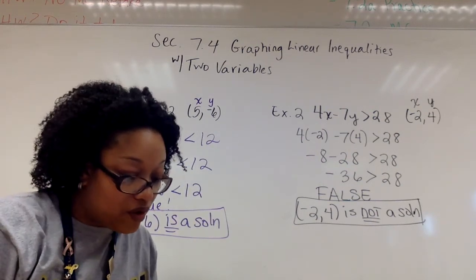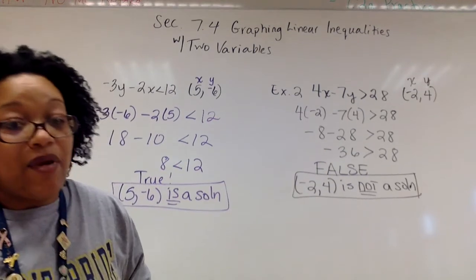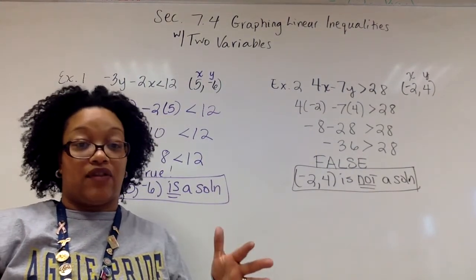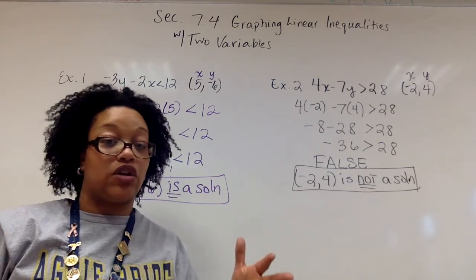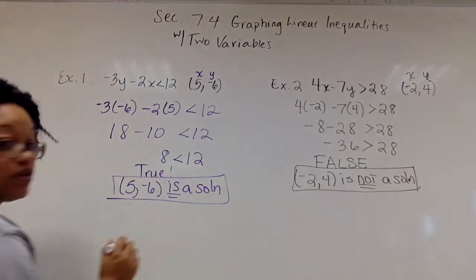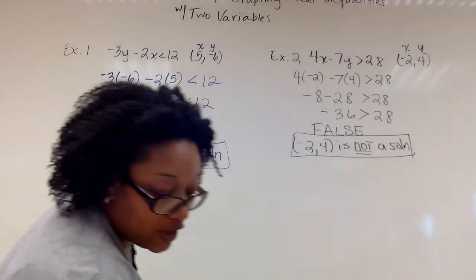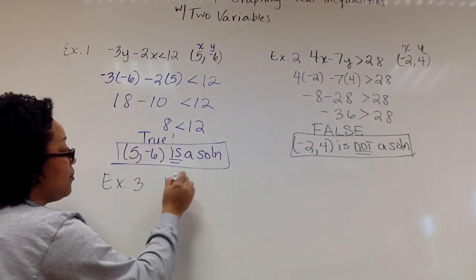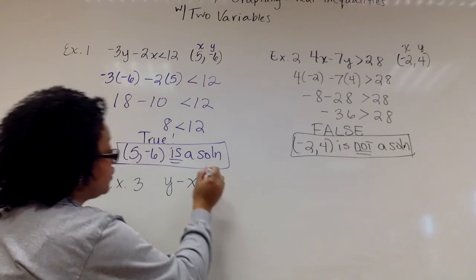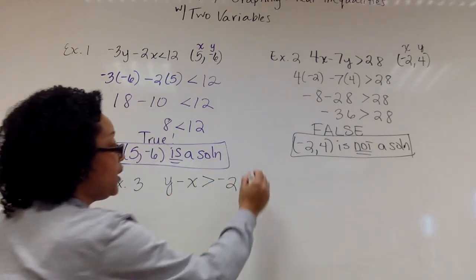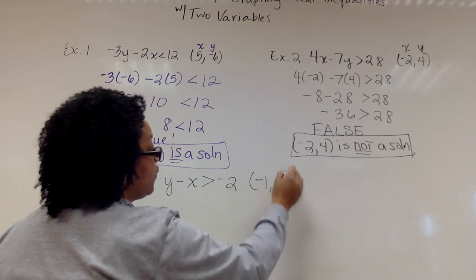So you've got one more example there, and what I'm hoping is if we're doing this right, we are in the classroom and you're listening and everything's working correctly. Example 3, I'm going to write it down here on the board. Your inequality is y minus x is greater than negative 2. And your ordered pair is negative 1, negative 4.